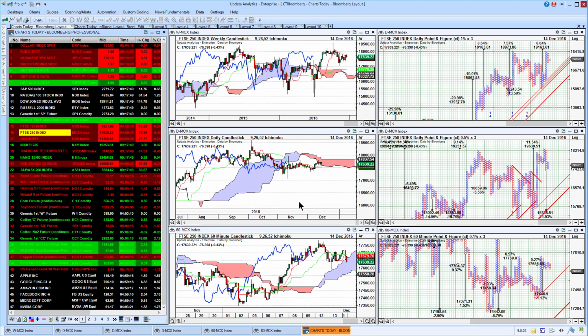FTSE 250 down slightly, but it's a little bit worrying on the medium term. It's just not managing to run, and we are just seeing that sort of turning in the short-term chart. So it's still the blue chips looking better.